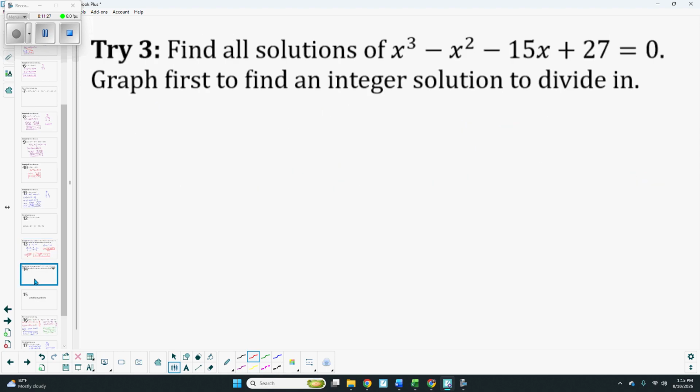So there's a final one here for you to try. You can pause, or you can end it here. The answer is posted in the blank notes on Google Classroom, and that is solving polynomials.